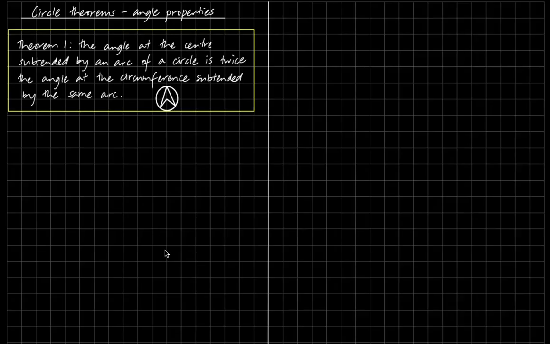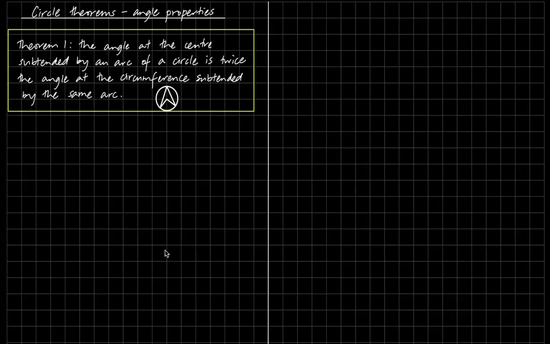Obviously it's completely arbitrary how these are numbered, but like I say, there is probably a logic to numbering them in a certain way. So I'll show you the 5 theorems first of all, and then I'll do a quick proof for each of them. So the first one, theorem 1: the angle at the center subtended by an arc of a circle is twice the angle at the circumference subtended by the same arc.